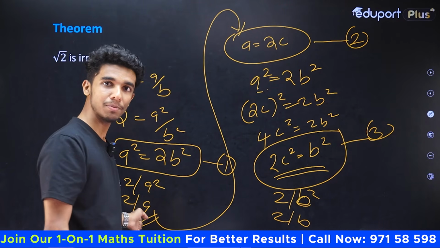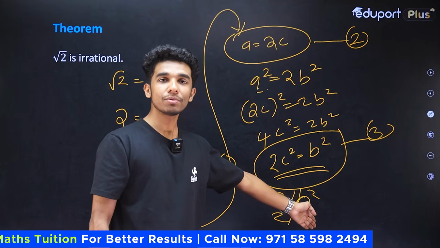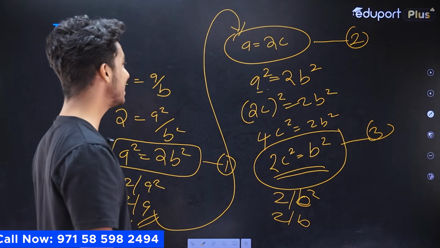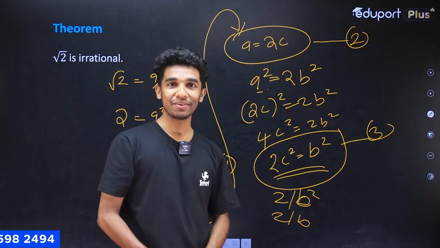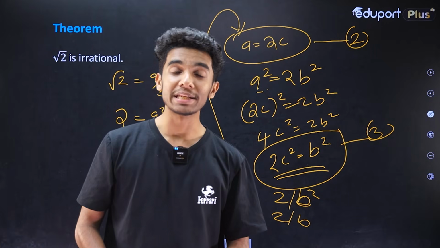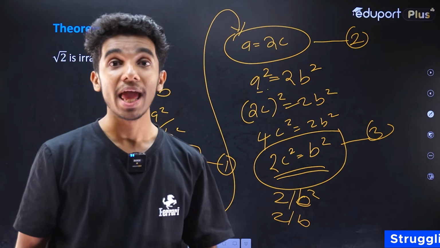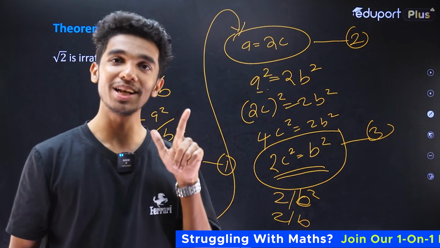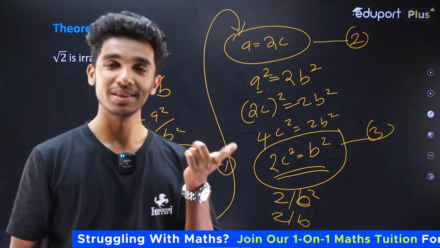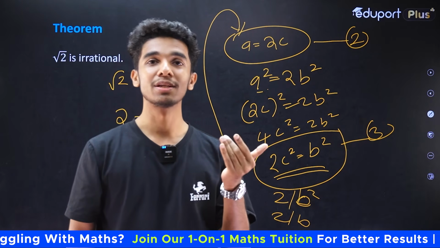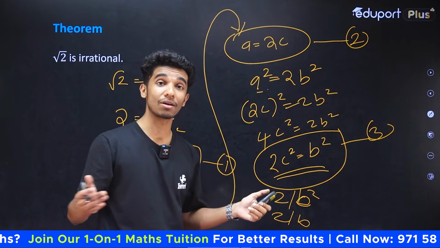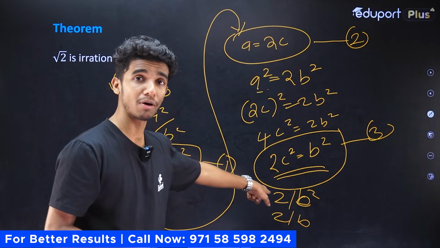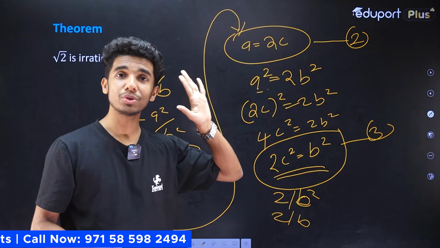Because A is divisible by 2 and B is divisible by 2, how can they be co-prime? No. So it is a contradiction to our assumption that A and B are co-prime. It will contradict our theorem. Thereby, it is a contradiction: our assumption is wrong. If our assumption were right, there would not be a contradiction. So root 2 is irrational.